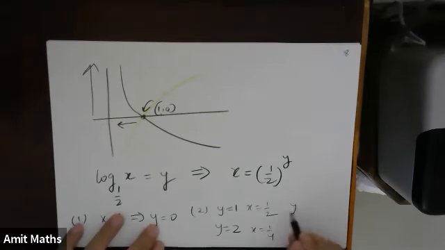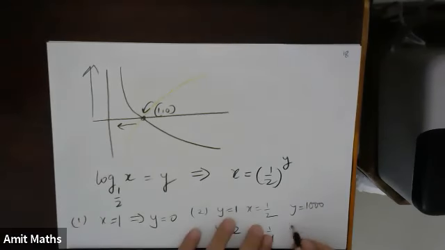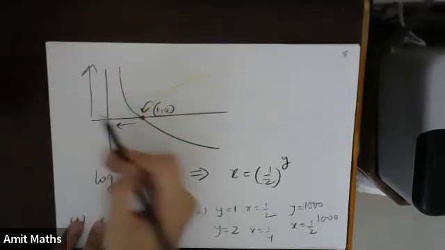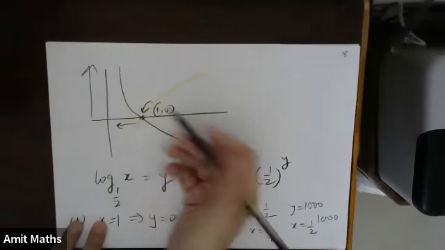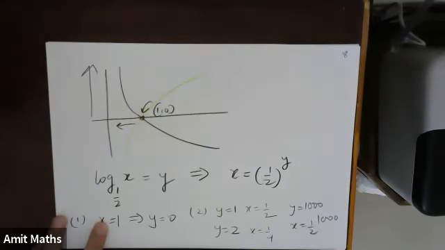Suppose y is 1000. x will be 1 by 2 to the power 1000. So that means x will be very close to 0. As y is very large, x is very close to 0. So that means as x decreases, y increases.